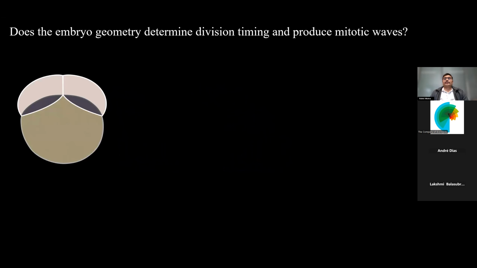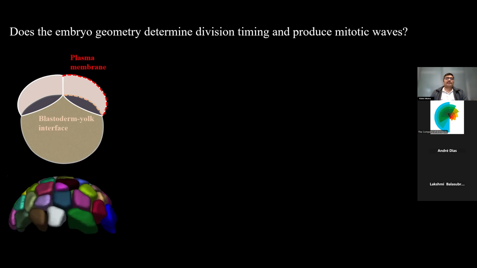However, we still needed to test the idea that it is the geometry of the embryo that produces the asymmetric cell divisions and therefore the larger central daughter. To that end, we started off by considering what defines the geometry of the cells. Well, the geometry of the early blastoderm cells is defined by two key players. One is the overlying plasma membrane, and the other is the underlying blastoderm yolk interface, which together define the geometry and therefore give rise to a hemispherical embryo later on.